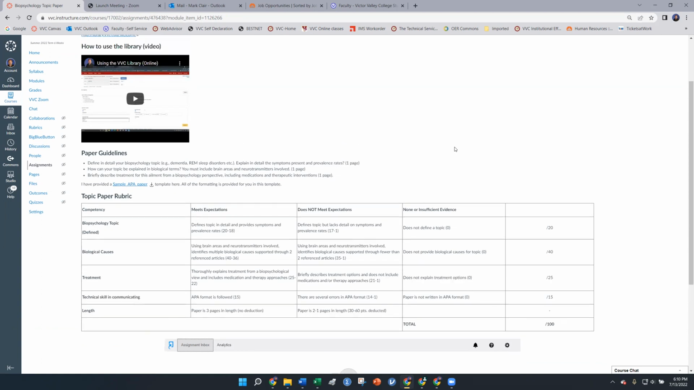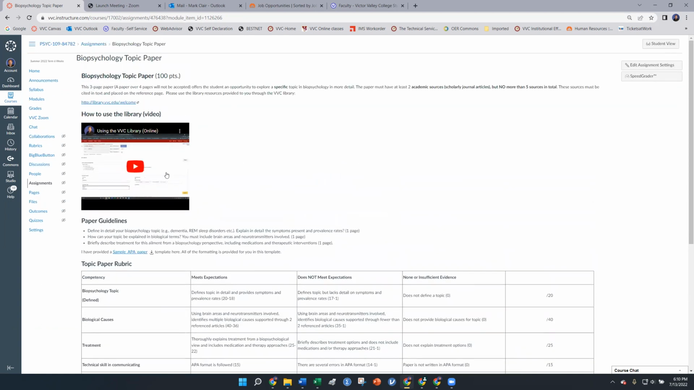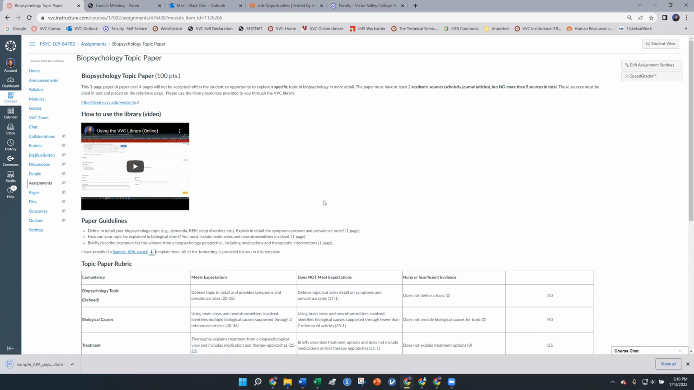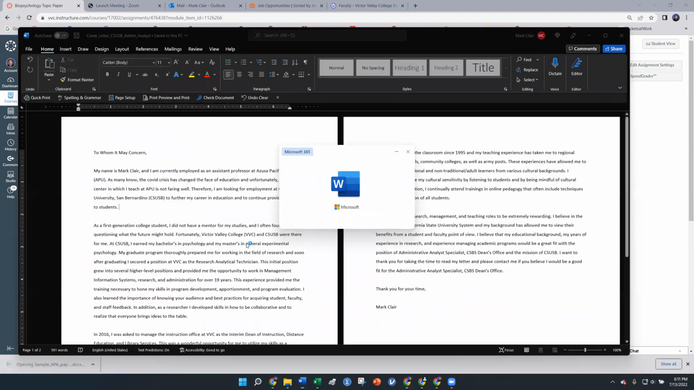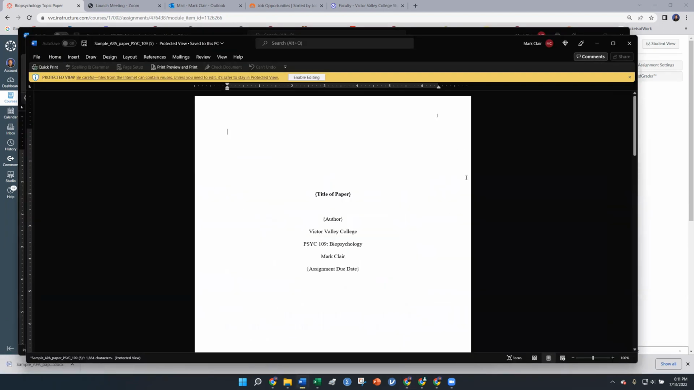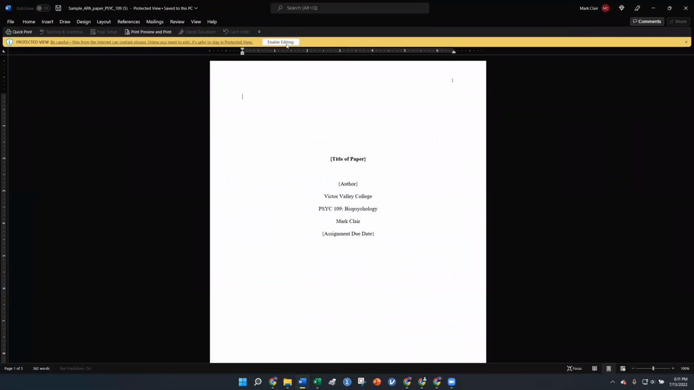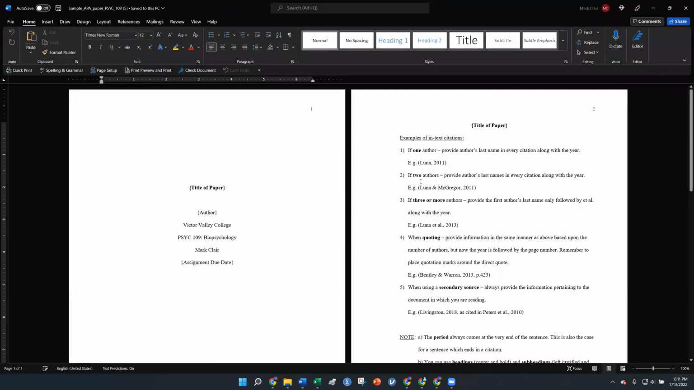Now, on top of all that, so you have the length of the paper, how to find the resources, the paper guidelines, the rubric. I also gave you a sample APA paper. Okay, so again, I know it's a 109 class, and a lot of you have probably been used to using MLA. Okay, and so I created this, and you can use this actually from now on for all of your psychology classes because it is entirely developed in the APA manual 7th edition publication manual. Okay, you can just start right off and start typing in this.